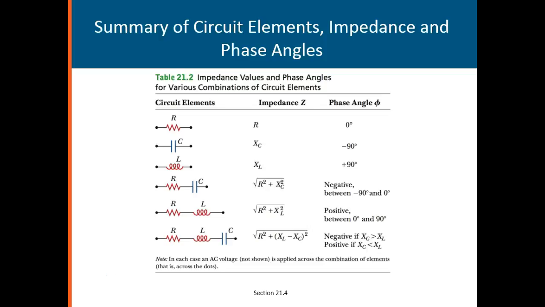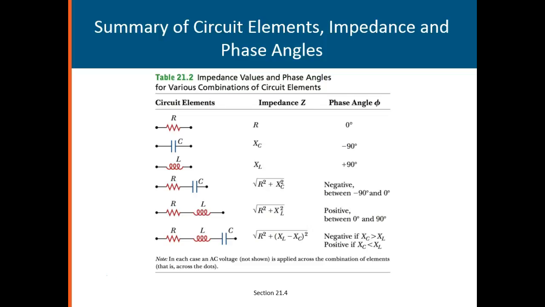Not plus, minus X_C squared. Quantity X_L minus X_C squared, that plus R squared, square root of that would be that. And where would the phase angle be?